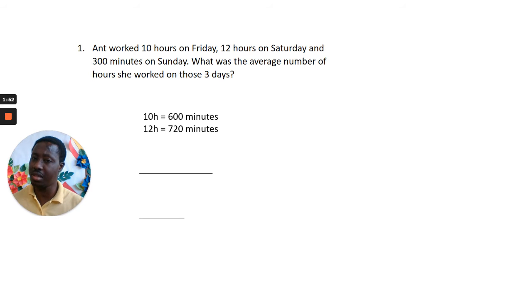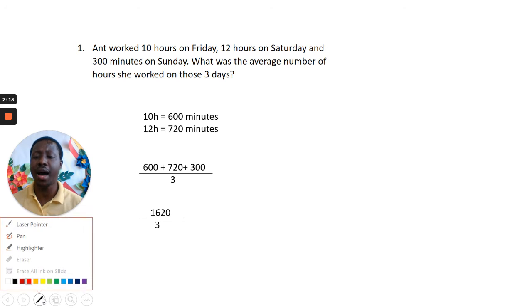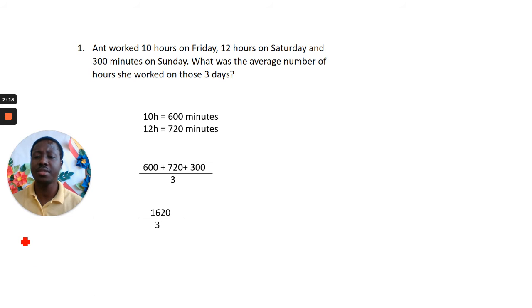So 10 hours is 600 minutes. 12 hours is 700 minutes, right? Good. 720 minutes, sorry. So we're going to add all of them together. 600 plus 720 plus 300 divided by 3. Then what will be our answer? We are going to get 1620 divided by 3. Now, when we have that divided by 3, do you know the answer? You write your answer here for me, okay? That will be your answer.